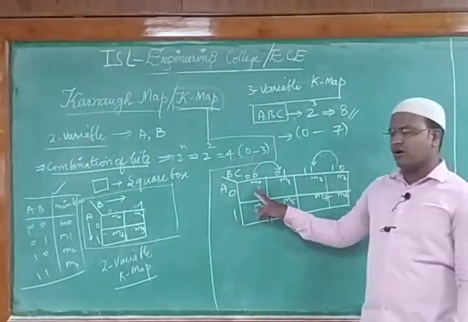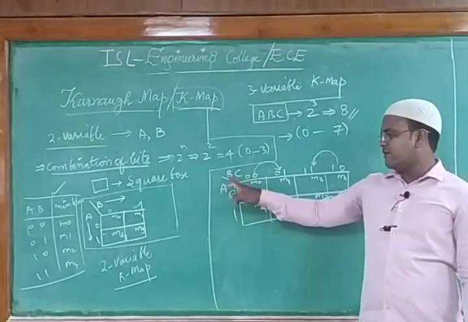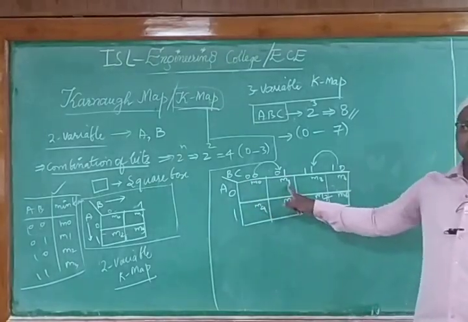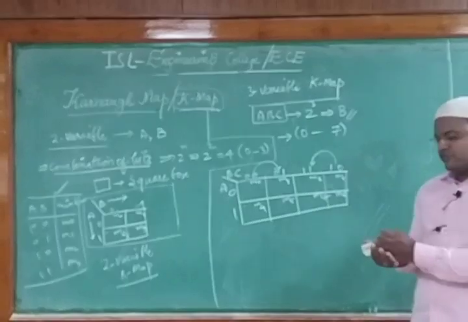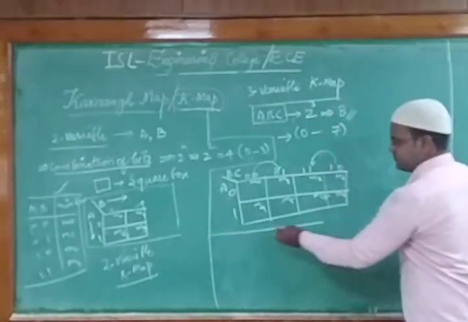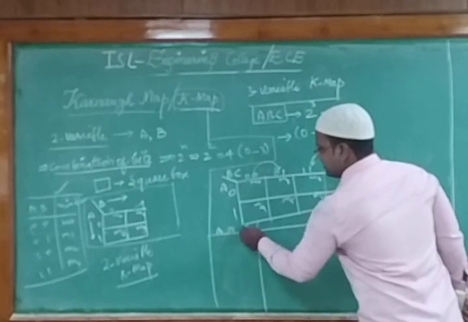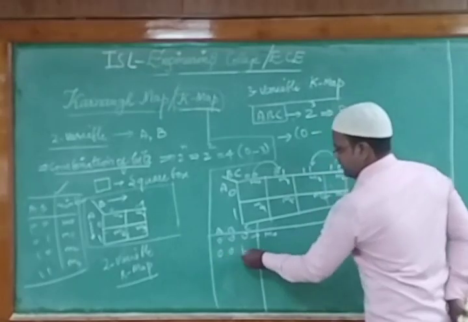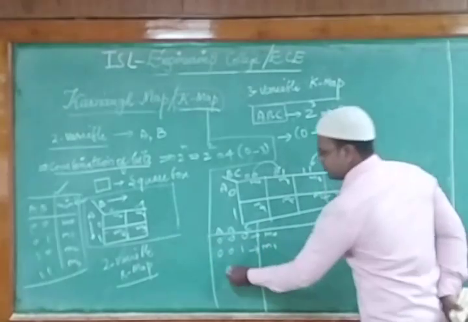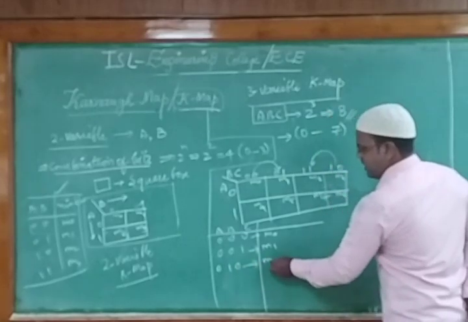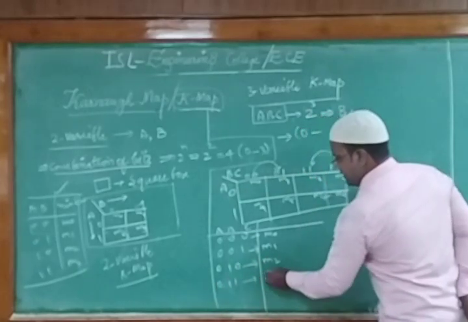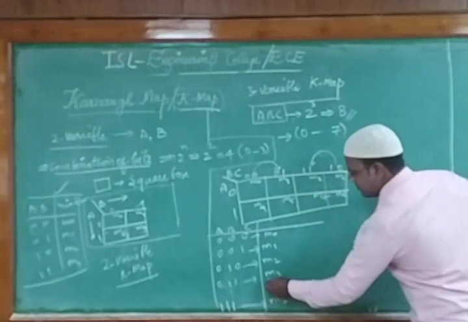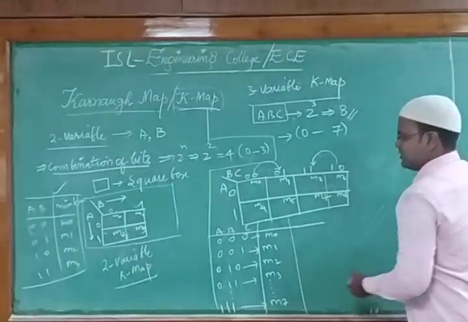If you see M0, how will we write M0? A and BC. What is the M0 combination? 0,0,0. Next M1: 0,0,1. If you see the truth table of these 3 variables, A, B, C: 0,0,0 indicates M0. 0,0,1 is M1. Next 0,1,0 is M2. 0,1,1 would be M3. Likewise, what is the maximum value? 1,1,1 means M7. So like this we'll write all these combinations.